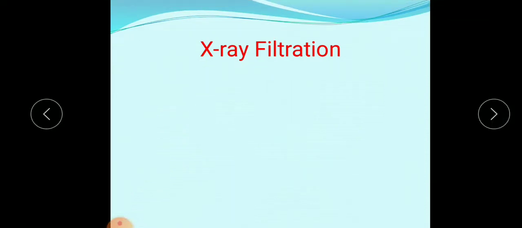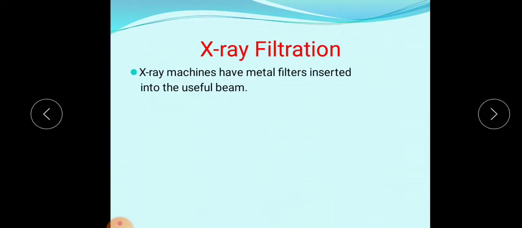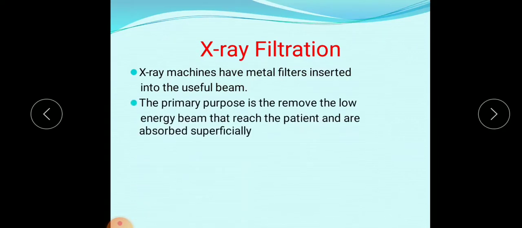Now let's see about X-ray filtration. Before going to the types of filtration, what is meant by X-ray filtration? The X-ray machine has metal filters inserted into the useful beam. The primary purpose is to remove the low energy beam that reaches the patient and is absorbed superficially.